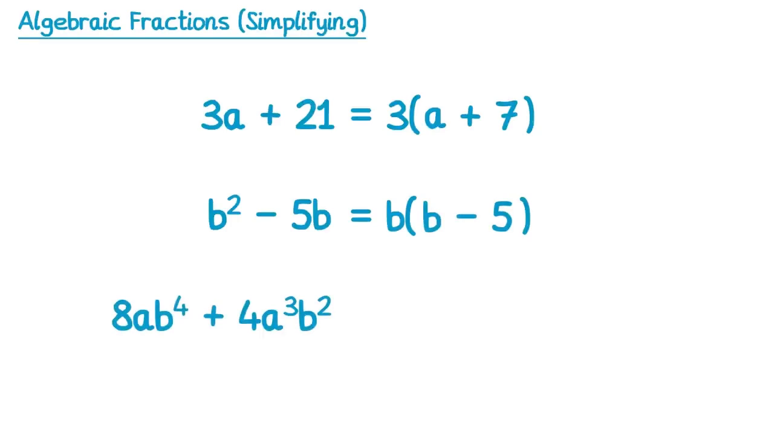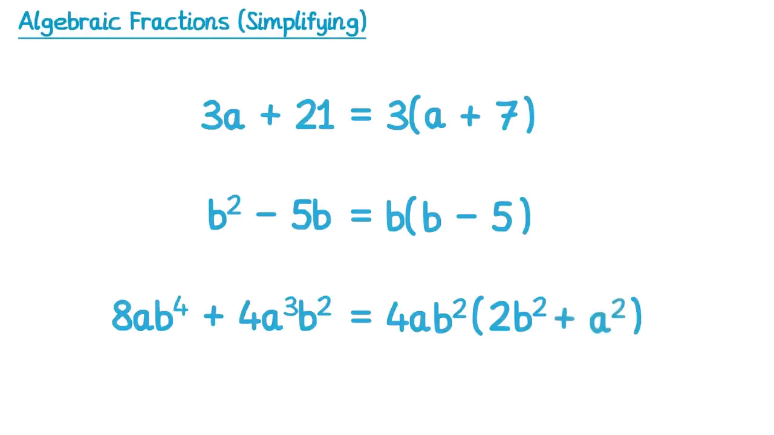For this one, there's lots we can factorize out. First of all, look at the numbers 8 and 4, and the highest common factor of these is 4. Then if we look at the a's, we've got a and a cubed, so the most we can factorize out there is a. And then we've got b to the 4 and b squared, so the most we could factorize out is b squared. Then we need to work out what goes inside the brackets. To get from 4ab squared to 8ab to the power 4, we need to multiply by 2b squared. To get from 4ab squared to 4a cubed b squared, we need to multiply by a squared.